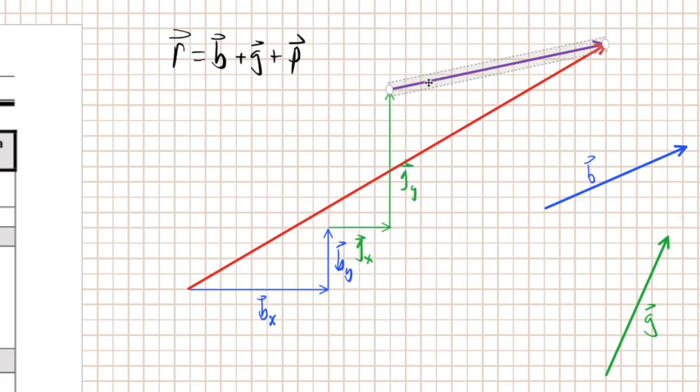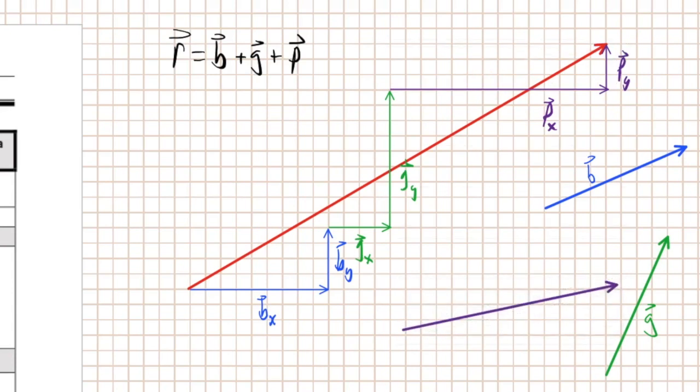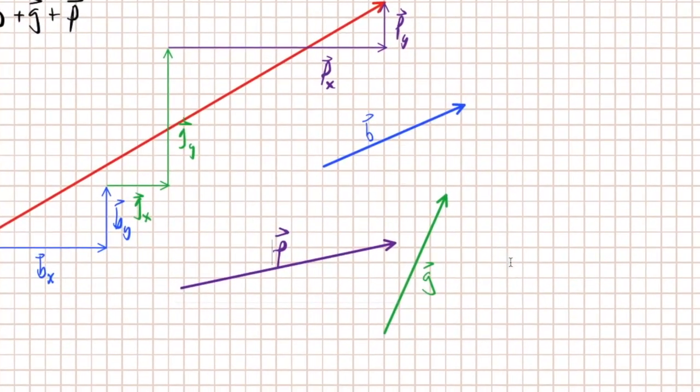And of course, the last one we have to do is the purple vector, and we'll just do this one in place. There's the x component, there's the y component. Px, py, and there is our original purple vector over here. Okay, so these three vectors, let's just move them off to the side right now.